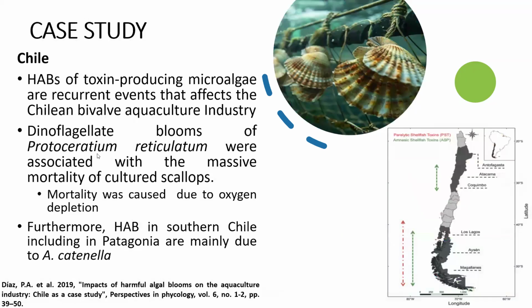And finally, harmful algal blooms of toxin-producing microalgae are a recurrent issue that affects the Chilean bivalve industry. For instance, in northern Chile, the industry has largely focused on scallop production, and in 2016, a dinoflagellate bloom was responsible for a massive mortality of cultured scallops, mainly seed scallops of approximately 12 millimeters in shell height. Now, mortality was a result of oxygen depletion caused by the rapid growth and decay of the dinoflagellates, leading to a decrease in the dissolved oxygen level in the water column.